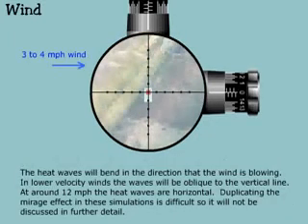The heat waves will bend in the direction that the wind is blowing. In lower velocity winds, the waves will be oblique to the vertical line. At around 12 miles per hour, the heat waves are horizontal. Duplicating the mirage effect in these simulations is difficult, so it will not be discussed in further detail.